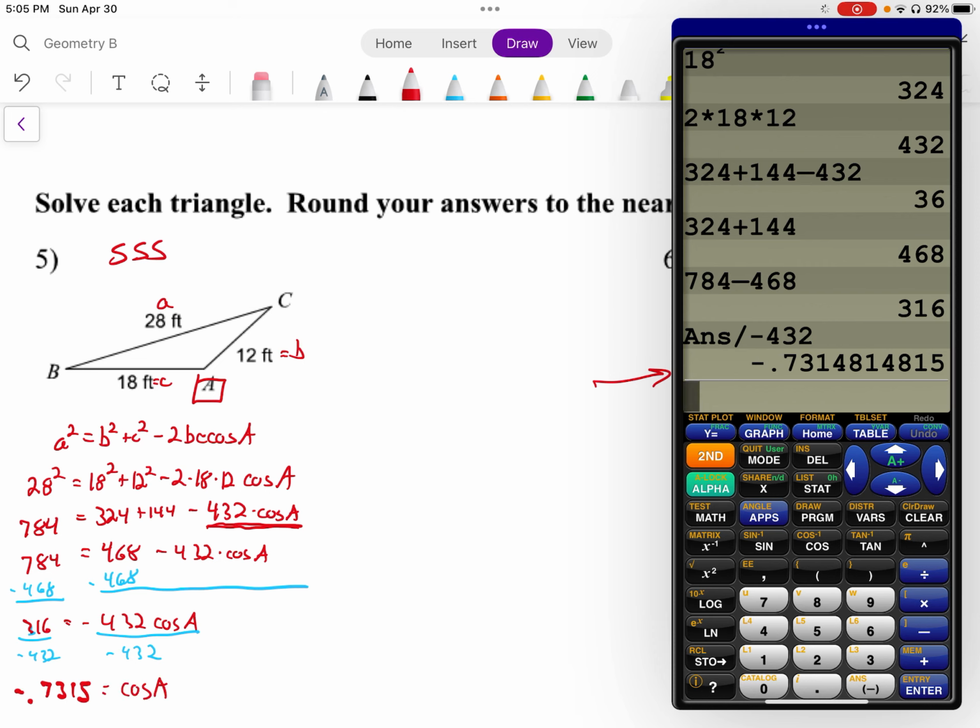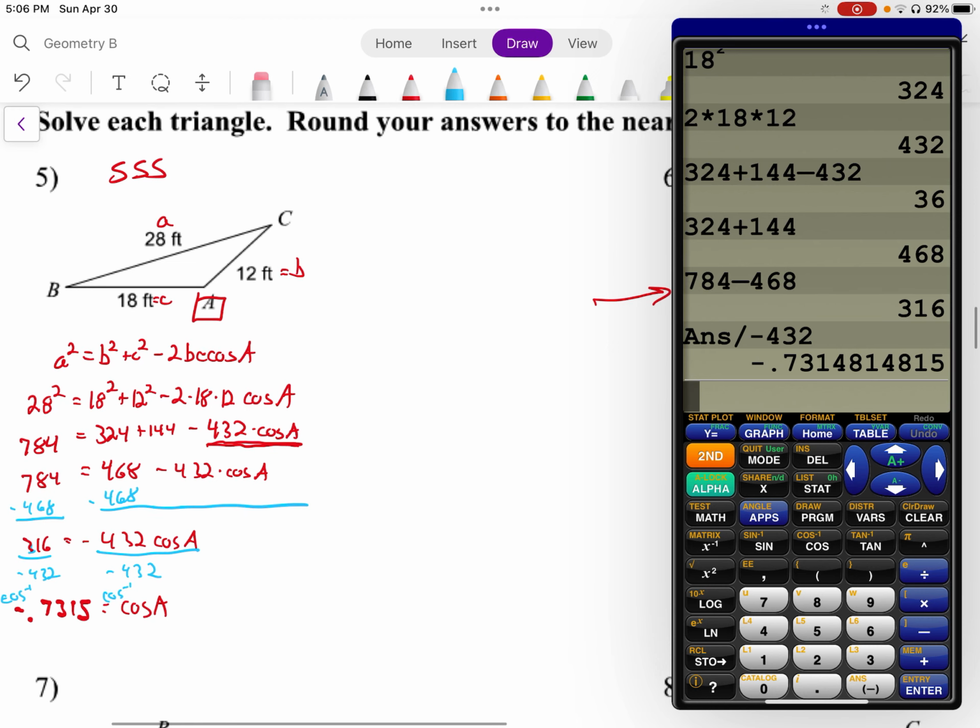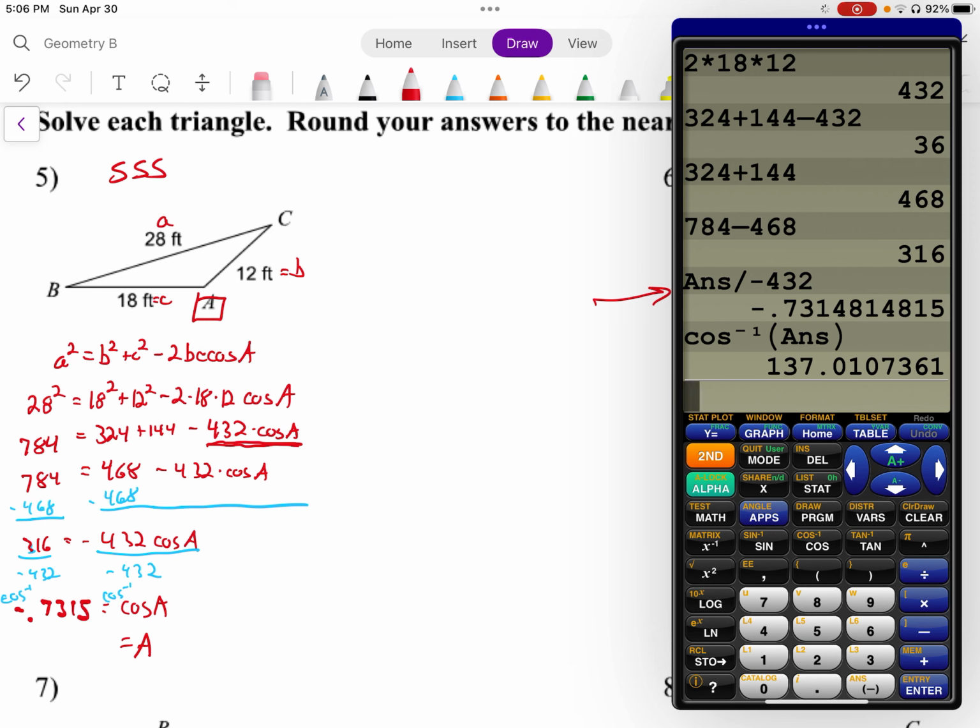Well, how do we get rid of cosine? Well, we take the inverse cosine of both sides. So A equals, and on my calculator, I must do inverse cosine. So hit the second button, inverse cosine of my previous answer. And that gives me 137 degrees. It's actually 137.0 degrees. So angle A took us a while, but we found that it was 137.0 degrees.